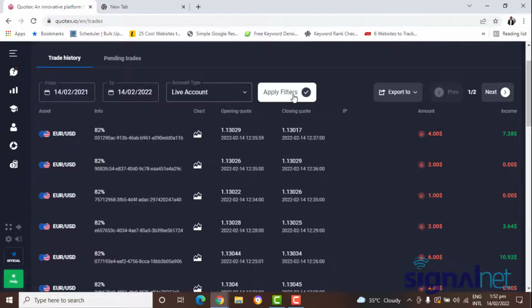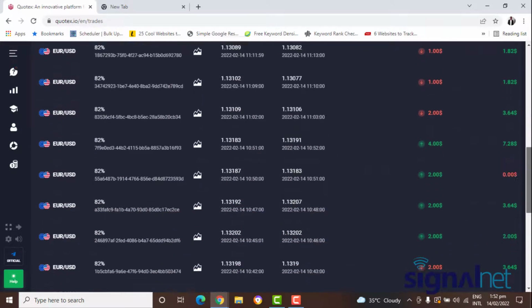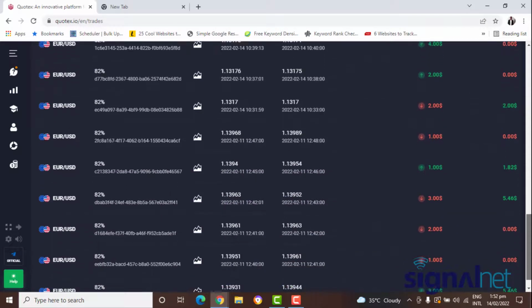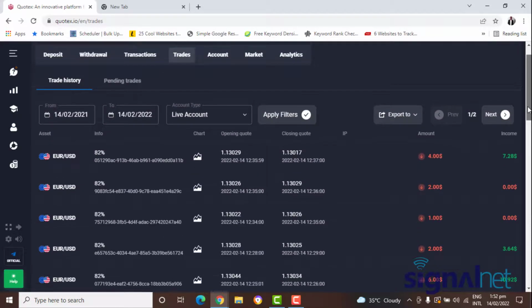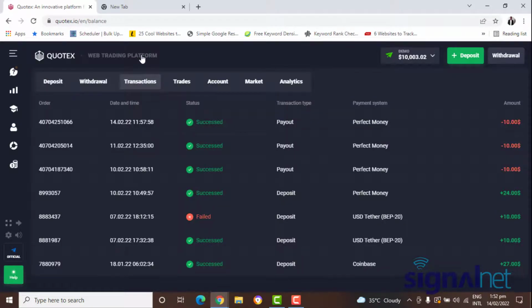I think normally it should even show withdrawal. At least if I made a withdrawal, the withdrawal should be in my list of trades. I wonder why the withdrawal is not showing there. Okay, the withdrawal will show in transactions. Okay, so this was the withdrawal I made today, $10. You can see the time this morning, 11 something, payout. So trades shows trades history and all that.